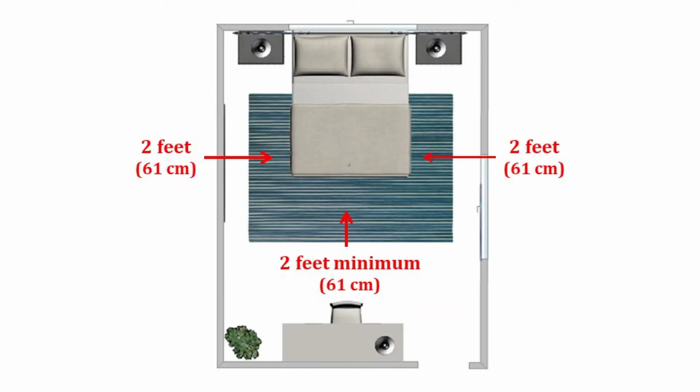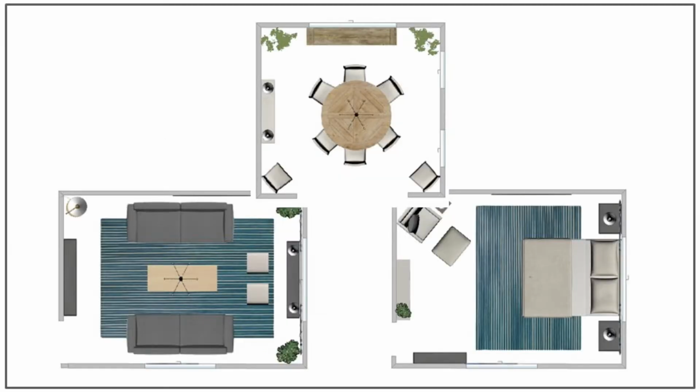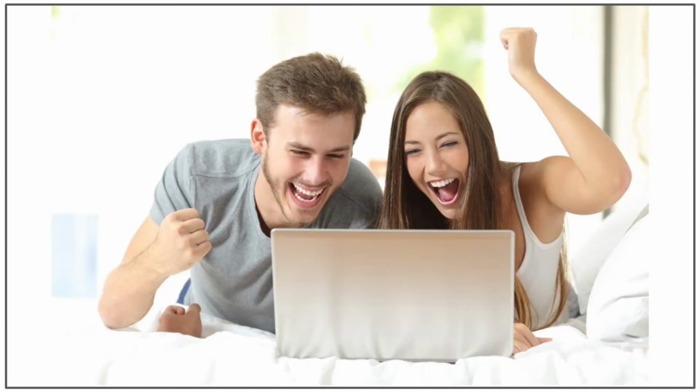For bedrooms, if you are placing a rug under your bed, which I highly recommend you do, again, you want to extend the rug from the bottom 2/3 of the bed about 2 feet around the 3 sides like this. So now that you know what pieces you want, now comes the fun part, finding your furniture pieces.